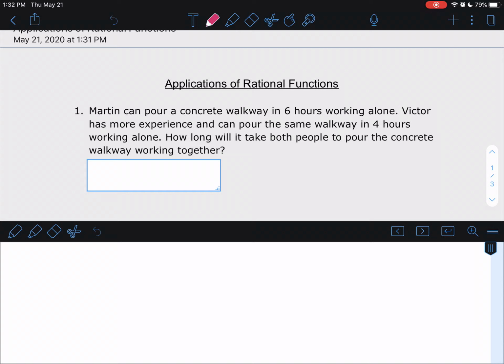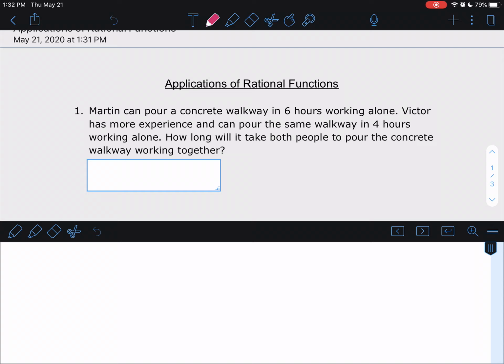So, my first problem, I have Martin can pour a concrete walkway in 6 hours working alone. Victor has more experience and can pour the same walkway in 4 hours working alone. How long is it going to take them both to pour the concrete walkway working together?